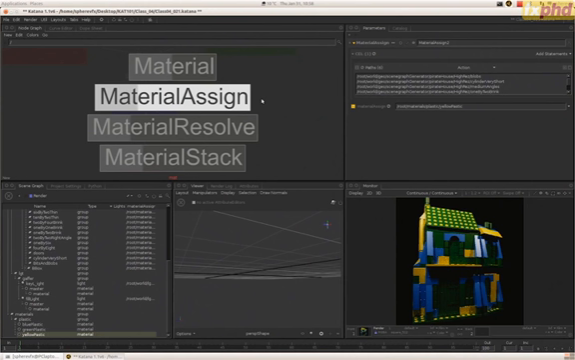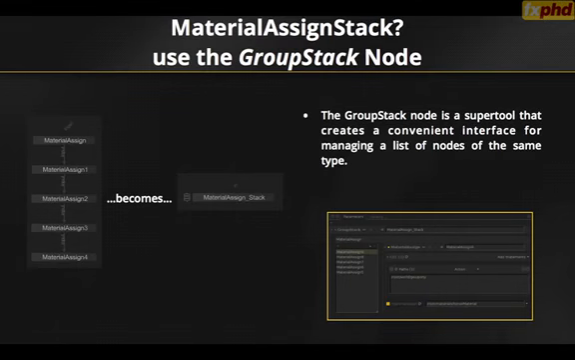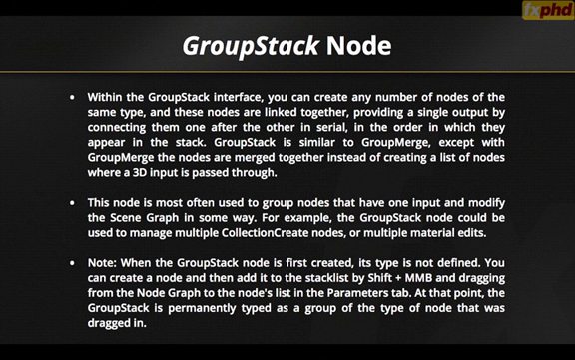What we do instead is that we use a group stack node, and the group stack node is a super tool that creates a convenient interface for mapping a list of nodes of the same type. So a group stack could basically become a group of materials, a group of isolate nodes, a group of prune nodes, any group of nodes that are the same. Now within the group stack interface you can create any number of nodes of the same type, and these nodes are linked together providing a single output by connecting them one after the other in a series, just like we saw with the material stack node.